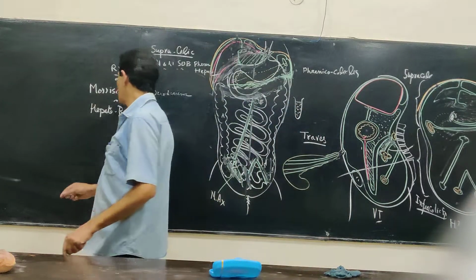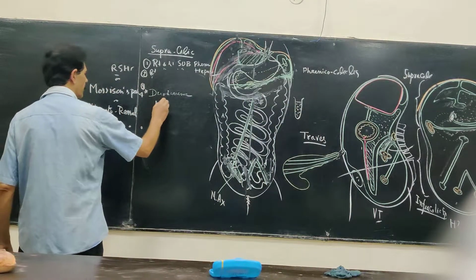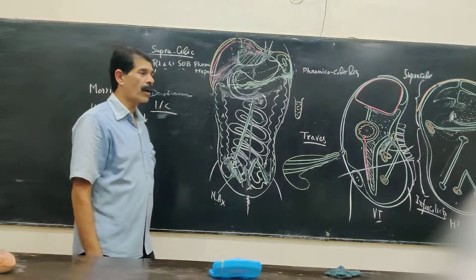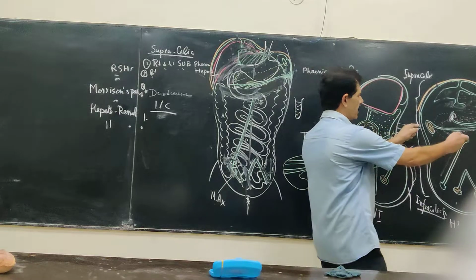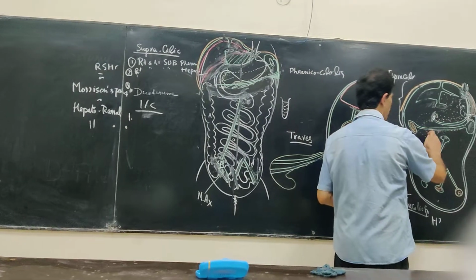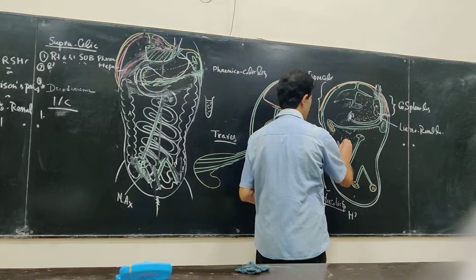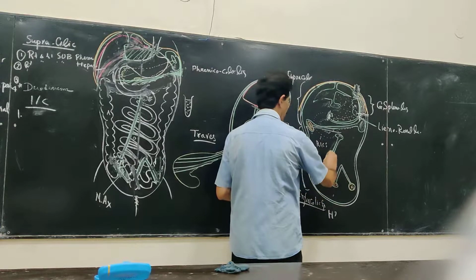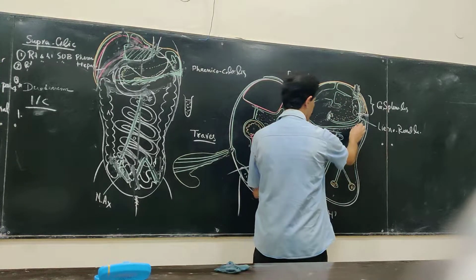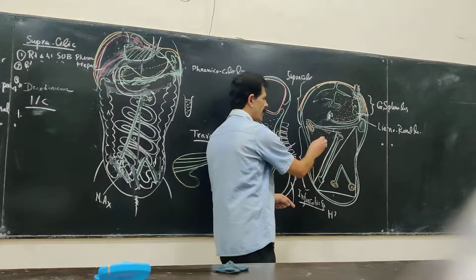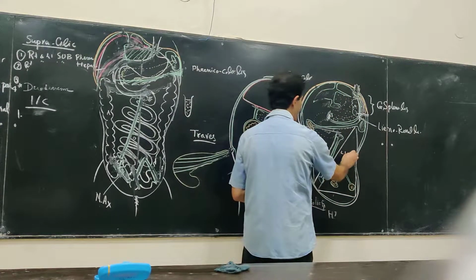Now come the infracolic spaces. The infracolic spaces are broadly two. This is the space below the transverse colon. This is the right infracolic space. It is triangular. See, this is right, and this is the left. It is also triangular. So there are the right and left infracolic spaces.